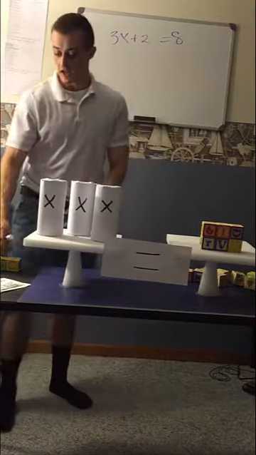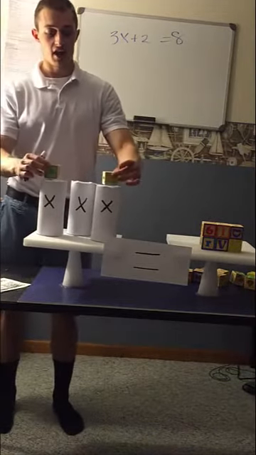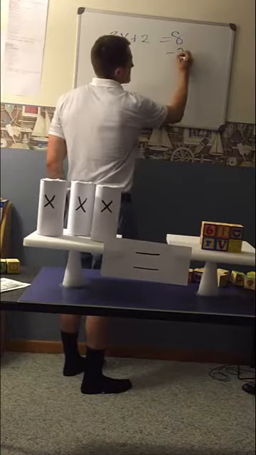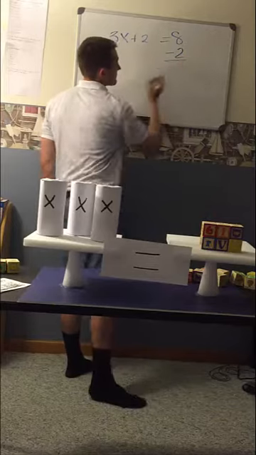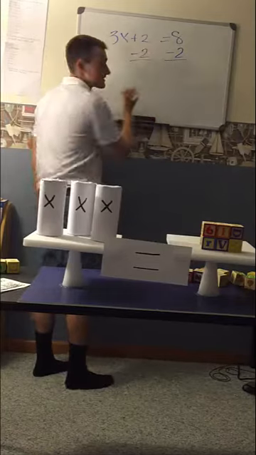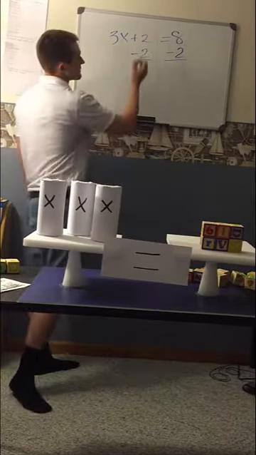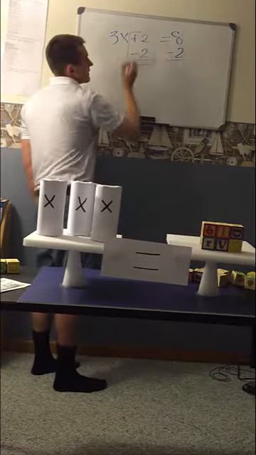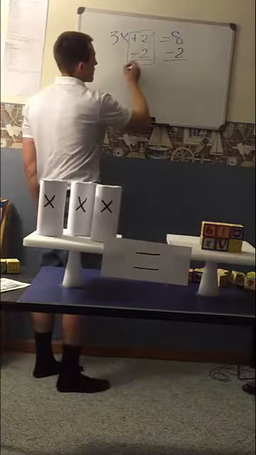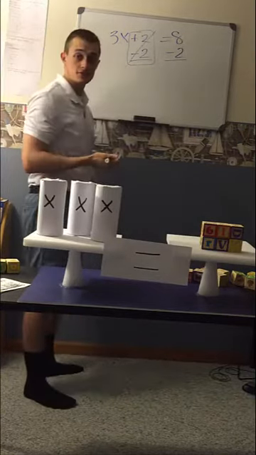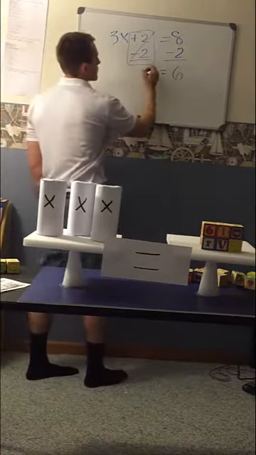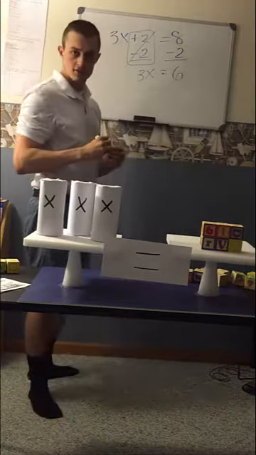Okay? And the way that I mathematically signify taking off these 2 blocks is I took 2 blocks off this side over here, so that's minus 2. And I took 2 blocks off of this side over here, so that's also minus 2. So a plus 2 and a minus 2 cancel out. Positive 2 minus 2 equals 0. Okay? And 8 minus 2 equals 6. So I'm left with 3x equals 6.